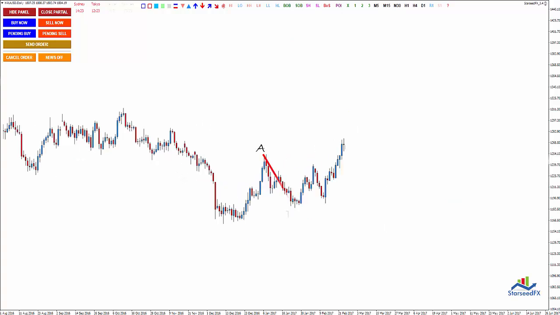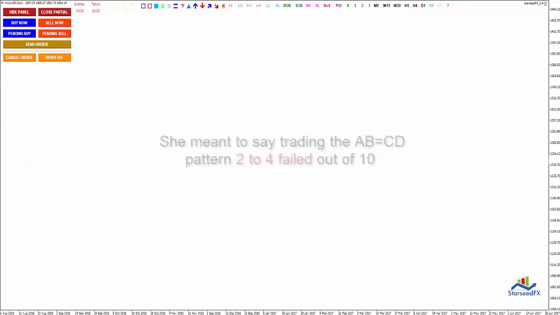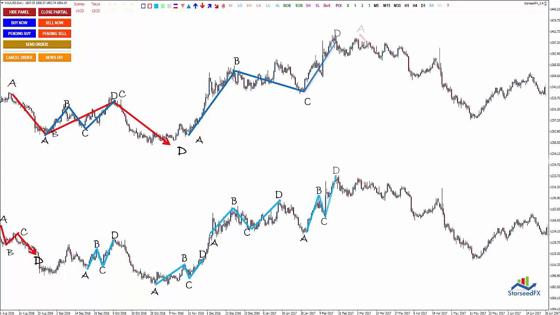Obviously, sometimes this AB equals CD fails when the C price passes A. Here is an example where AB equals CD pattern fails. Based on my experience trading AB equals CD patterns, 2 failed out of 10. As you can see with the same chart, you see more AB equals CD that works beautifully than the ones that failed.